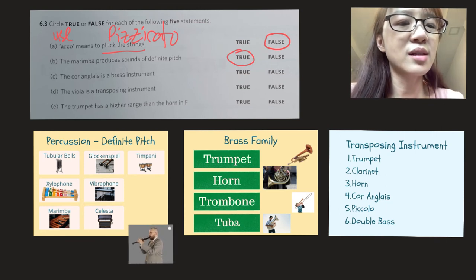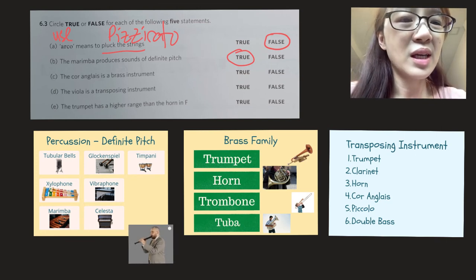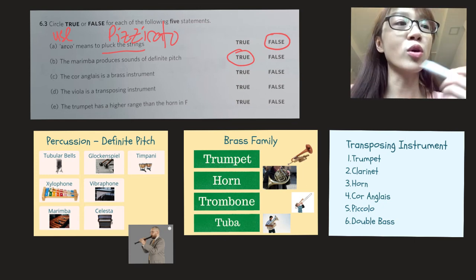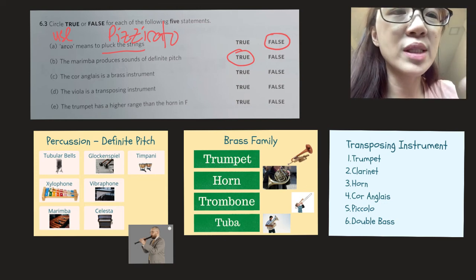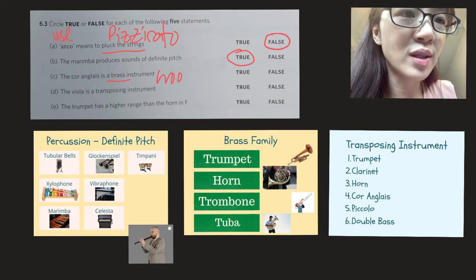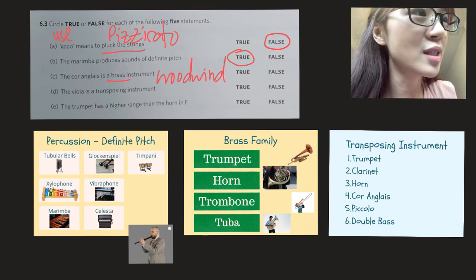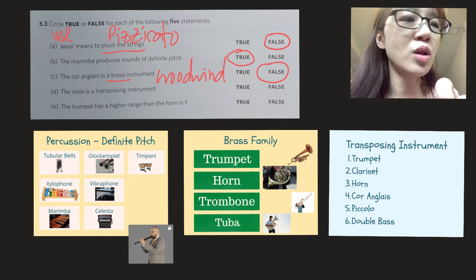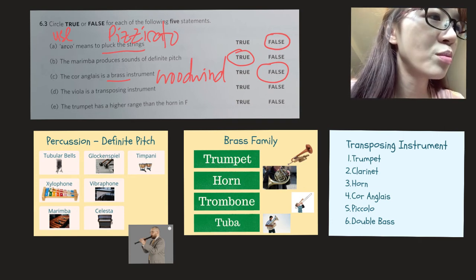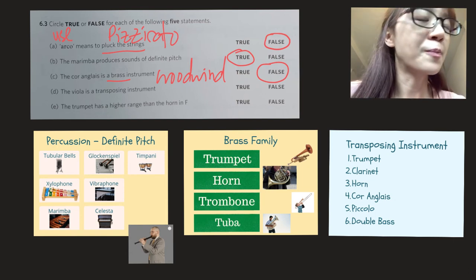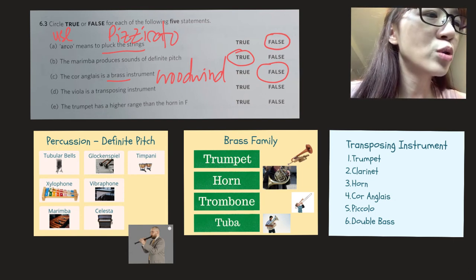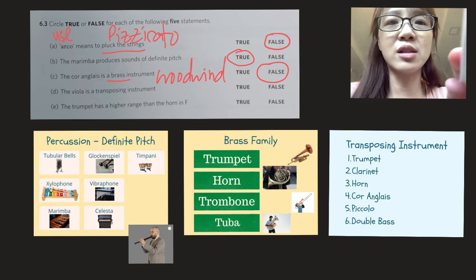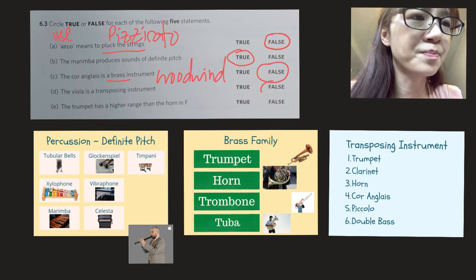The cor anglais is a brass instrument? No, it's a woodwind instrument because you need to blow on it. So this is false. Viola is a transposing instrument. We have listed down 6 instruments which are transposing: trumpet, clarinet, horn, cor anglais, piccolo, and double bass. Viola is not. So the answer is false.